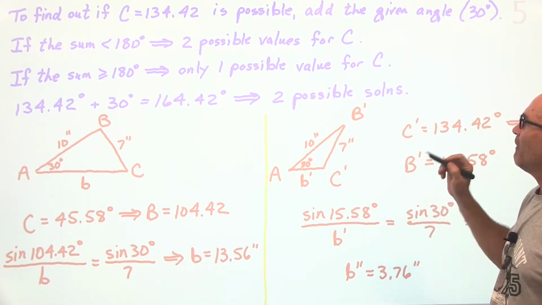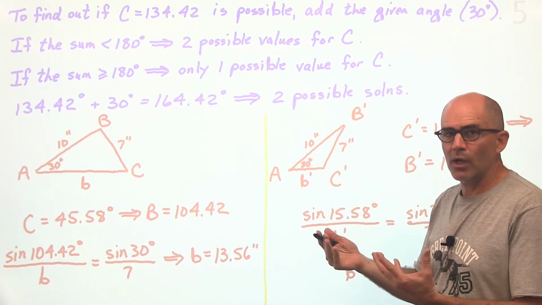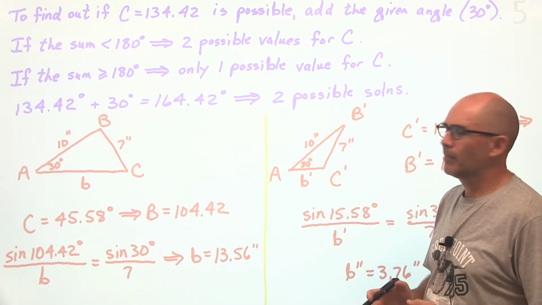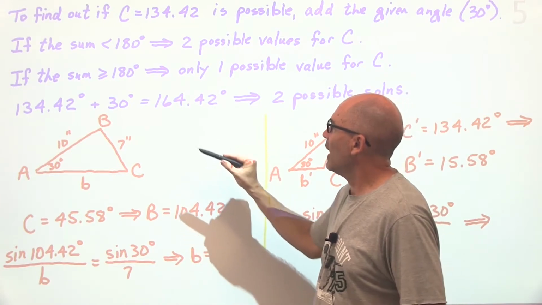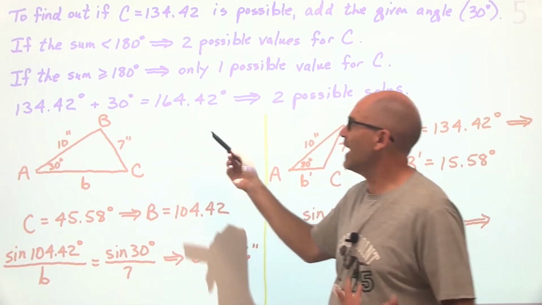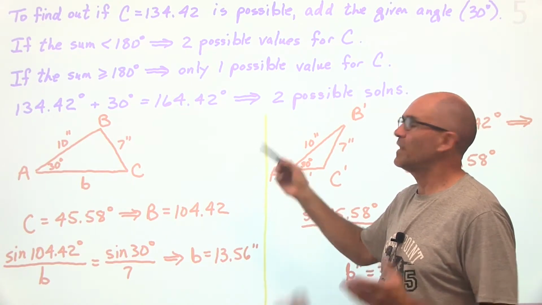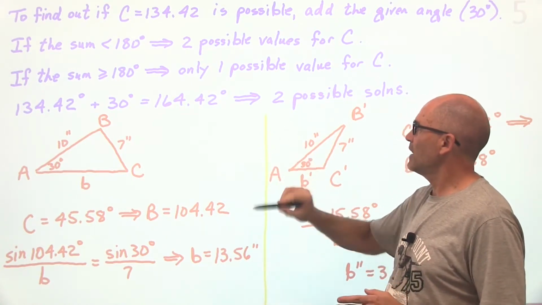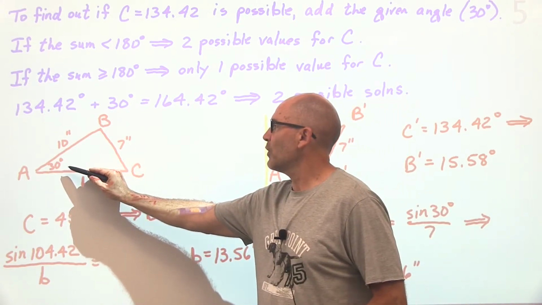Remember, if when we took the inverse sine, we ended up with a number bigger than 1, we're done. If we take the inverse sine and the angle ends up being, let's say, 160. Well, now I add 160 plus 30 is 190.